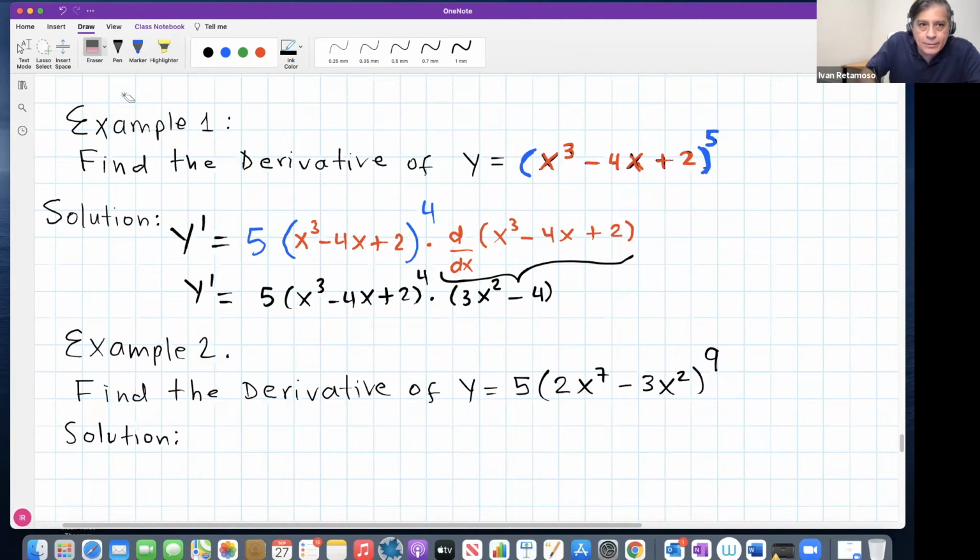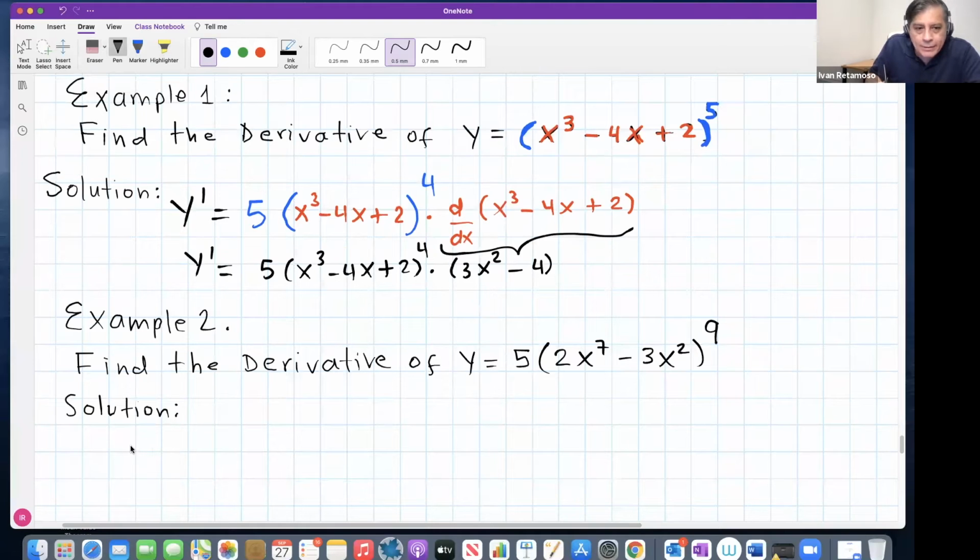Okay, again, focus on identifying quickly what is going to be your inside function, your outside function. In blue, I am going to identify my outside function. Look, this raised to the 9th power. Professor, you are not taking 5? Well, 5, I know is a constant, and we know that constants, we can take them outside of the derivative. So don't worry about this 5. So this is the outside function, the 9th power, and this is going to be my inside function. Look, 2x to the 7 minus 3x squared.